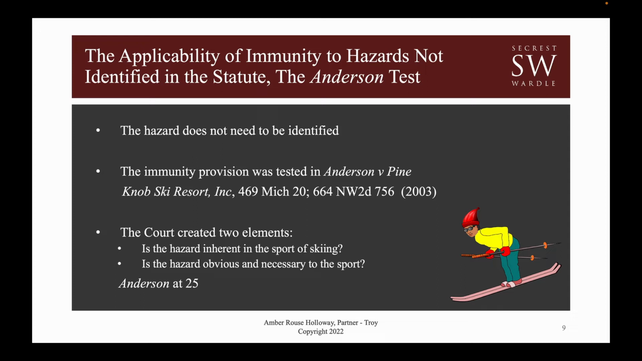So with regard to hazards that are not identified in the statute, the court applies the Anderson test, which essentially states that the hazard does not need to be identified. The immunity provision was tested in the case of Anderson v. Pine Knob Ski Resort, and in that case, the court created two elements. Is the hazard inherent in the sport of skiing, and is the hazard obvious and necessary to the sport? So if the hazard has these two elements, then it is still covered under the SASA.